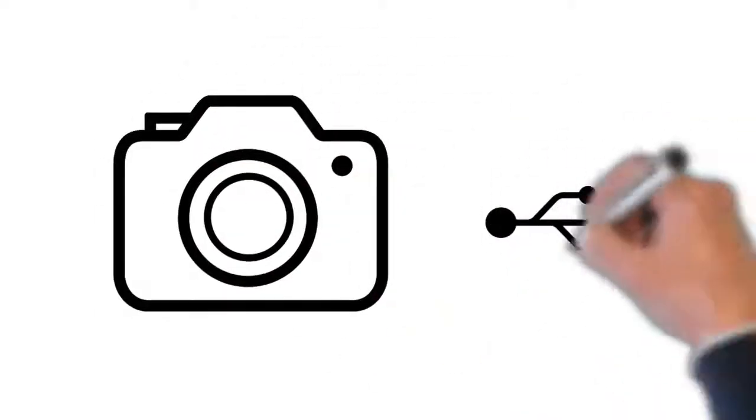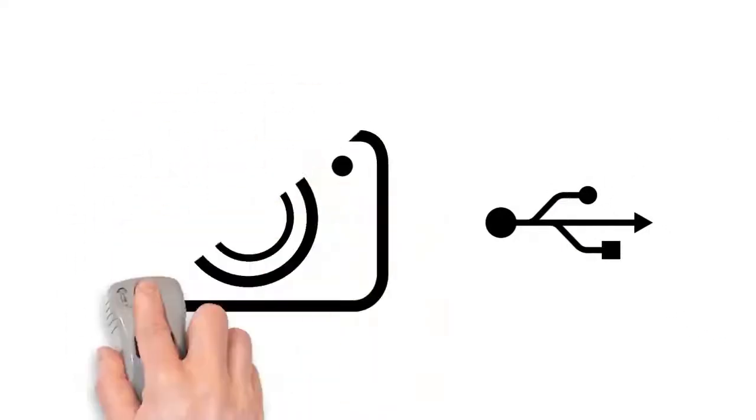A digital camera lets you capture pictures and videos in a digital format. By connecting the camera to your computer's USB port, you can transfer the images from the camera to the computer.